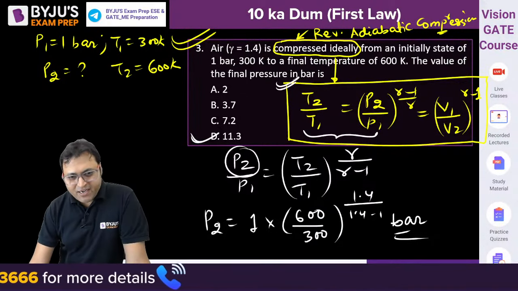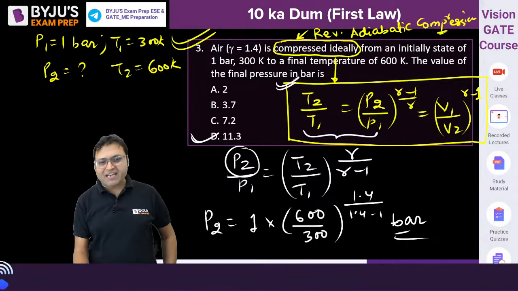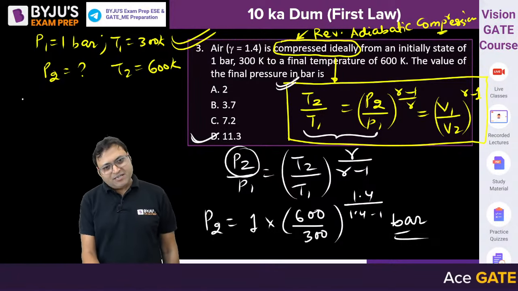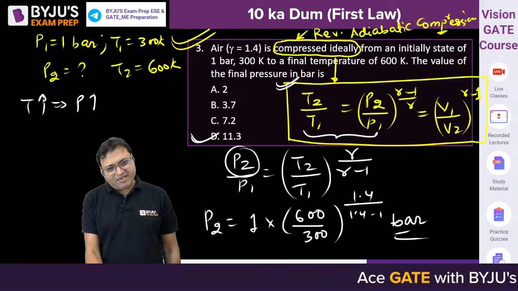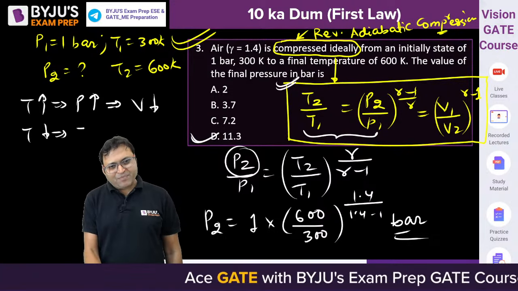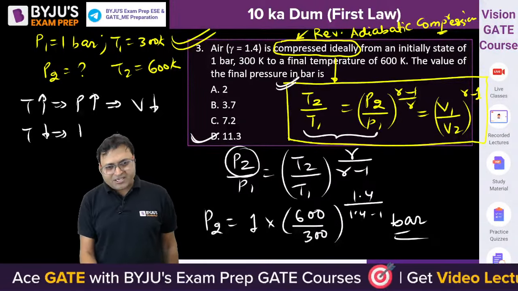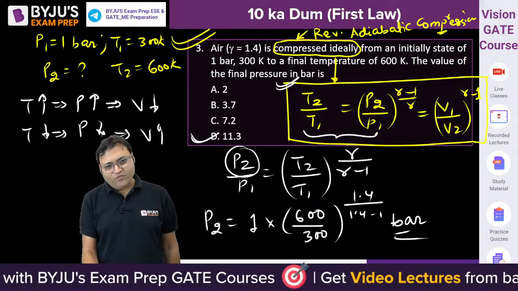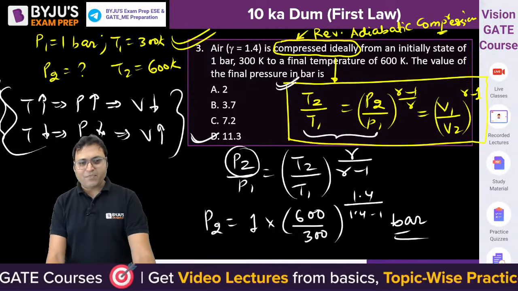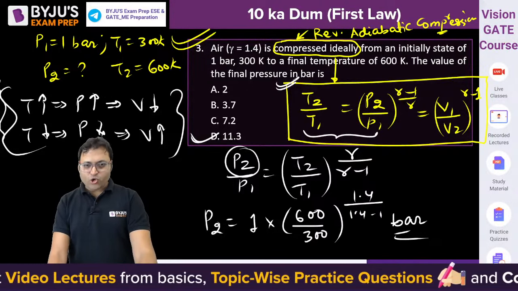Are you getting 11.3? If the temperature increases, definitely pressure will increase. So all the options have more value of pressure. As the temperature increases, pressure will increase and volume will decrease. For a reversible adiabatic process, as the temperature decreases, pressure will decrease and volume will increase. That is how the reversible adiabatic process happens. Right? Clear? Good to go?